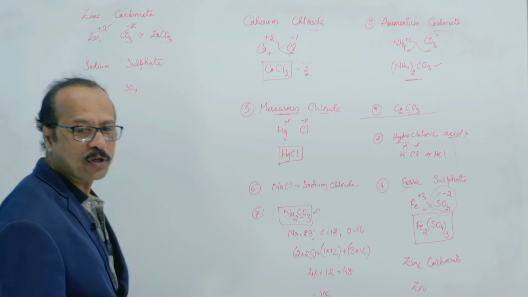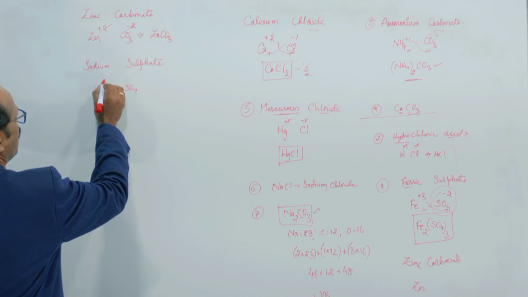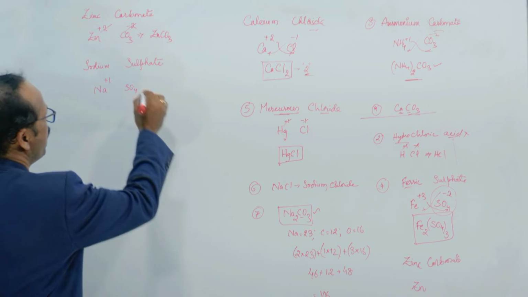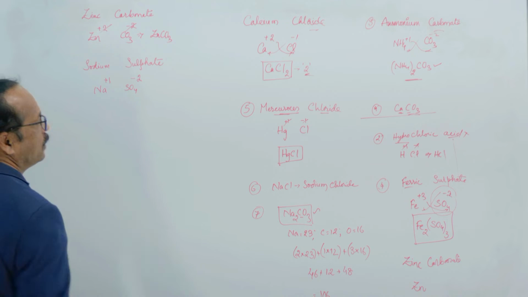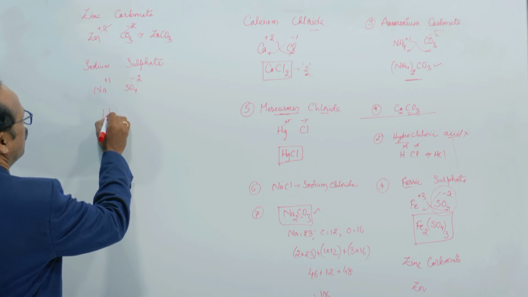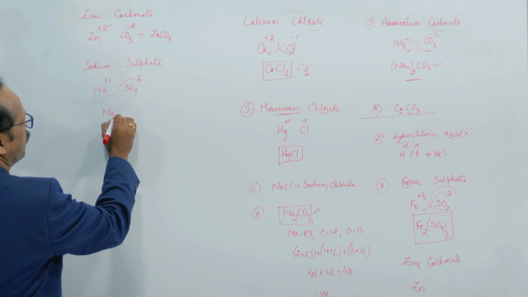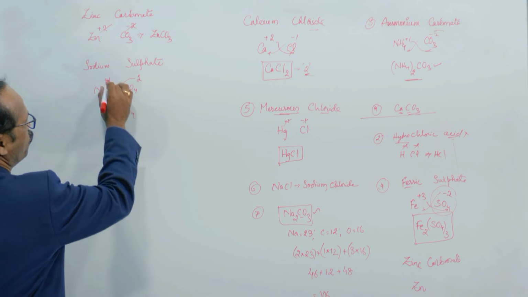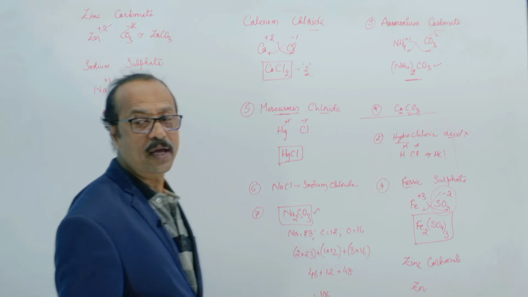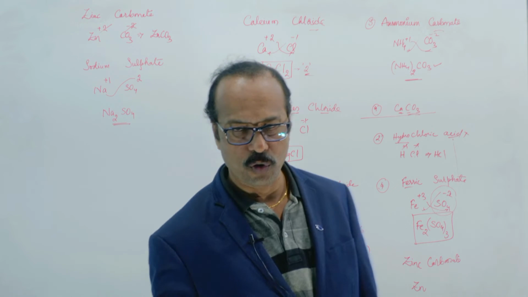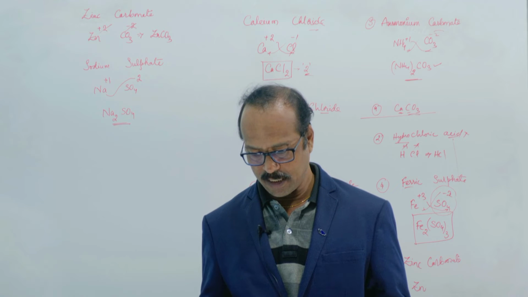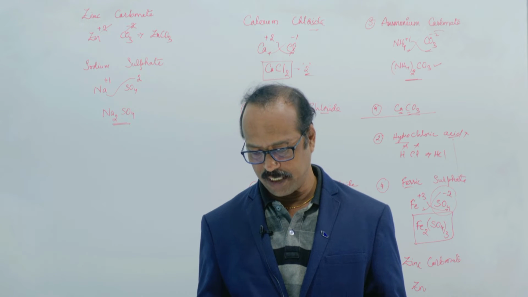Now what is the valency of sodium? +1. Valency of the sulfate? -2. Right. Now what do we need to do? Crisscross. Na, 2 brings here. SO4, 1 you have to bring, but if it is 1, you need not write. So the formula is Na2SO4. Yes, it's there. The first one, option A, Na2SO4.